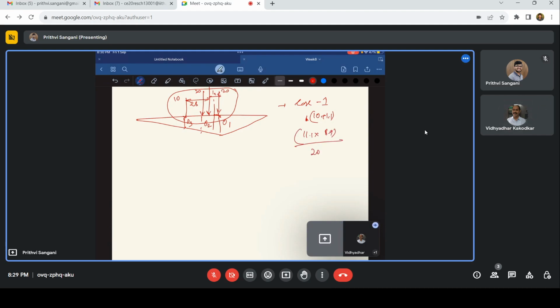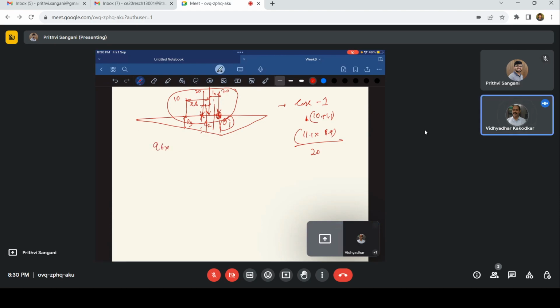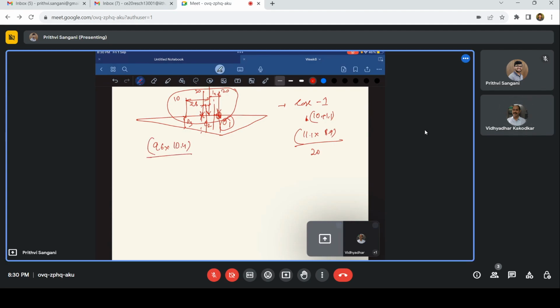If we consider something else, so O1 is going to be something like that. What if you're considering this point? So this point will be somewhere. This is 2.8, and this point is 0.4. So this is 10 minus 0.4. How much is that? 10 minus 0.4 is 9.6. So 9.6 times 10.4 divided by 20.